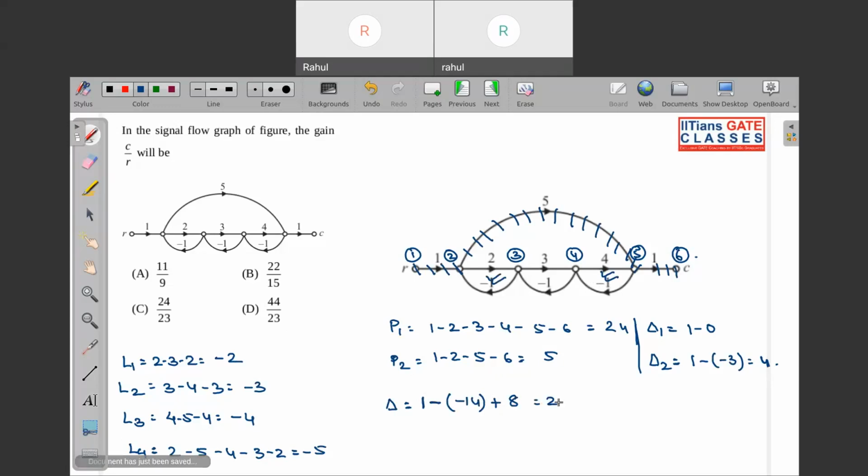22, 23. Okay, so now let us put, so P1 del 1. So that is 24 plus P2 del 2. So 5, 4, 20 divided by 23. So that is 44 by 23. So option D is your correct answer for this question. Okay.